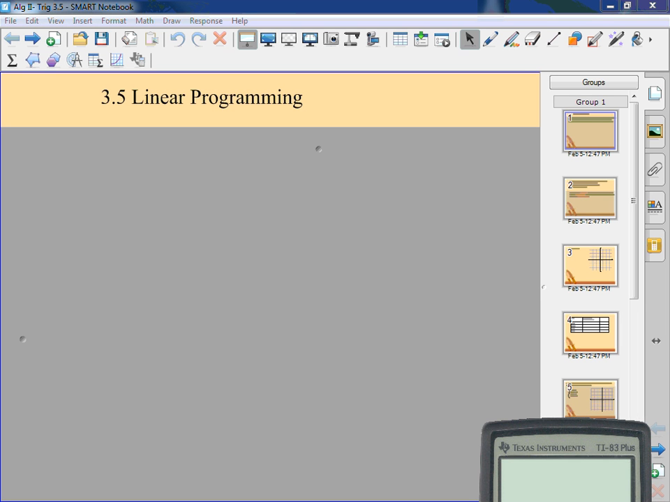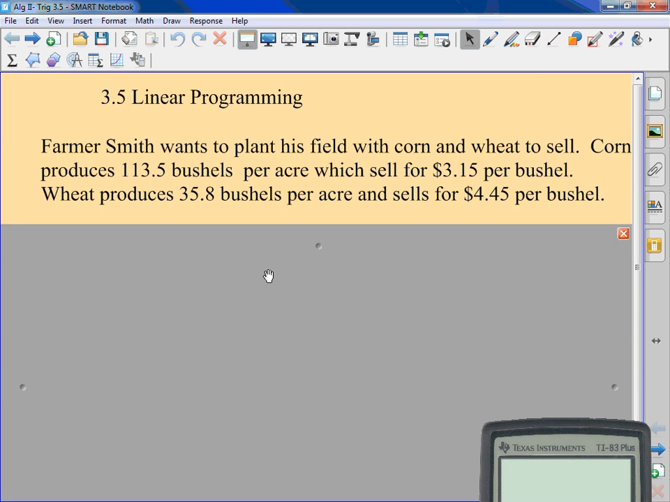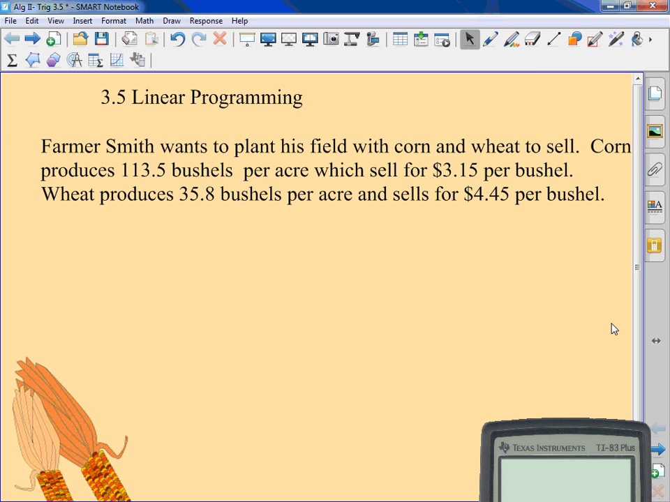Today we are starting 3.5, linear programming. I need you to write this down. These are the types of problems we're going to be dealing with.